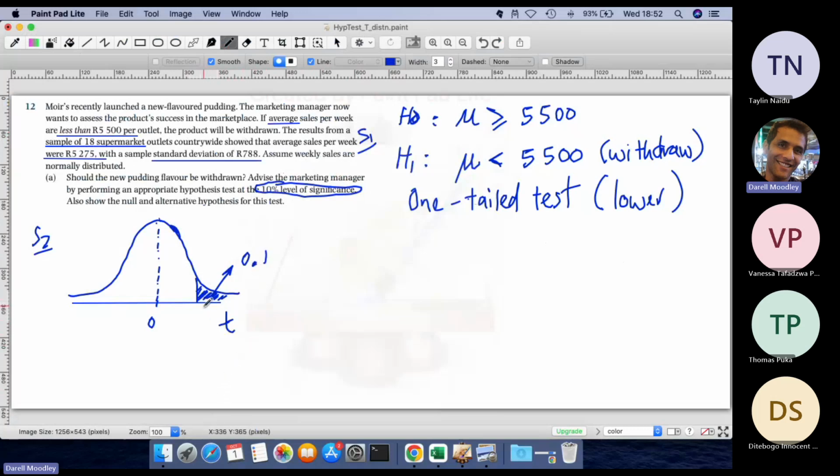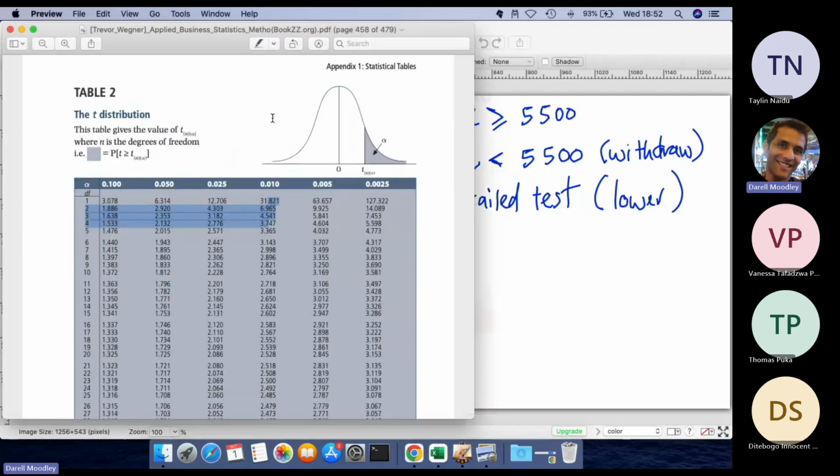Now, if you go to this table, here's 0.1. It's in the first column. That's your 10%, that's your alpha. So we're only going to look at the first column. But now we need to know which row it is. Could it be the 5th row, 6th? How do I know which row?